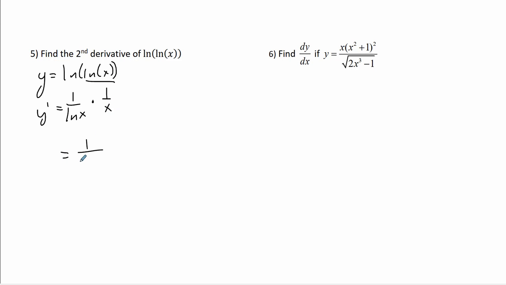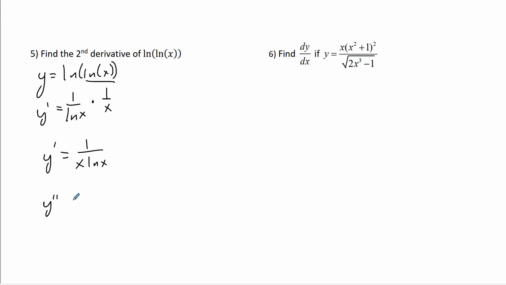It's basically 1 over x ln of x. Okay, and that's your first derivative, so that's your y prime. The second one, I have to find the derivative of that one. I've got to find a second derivative.